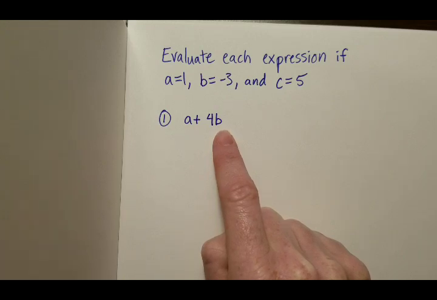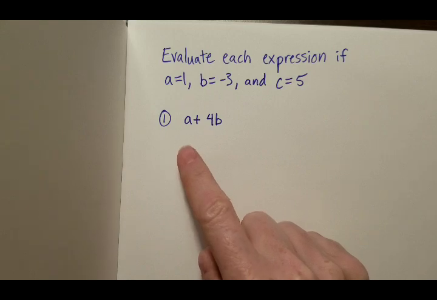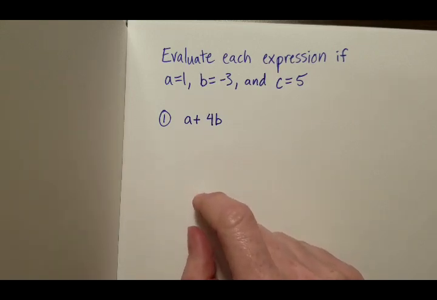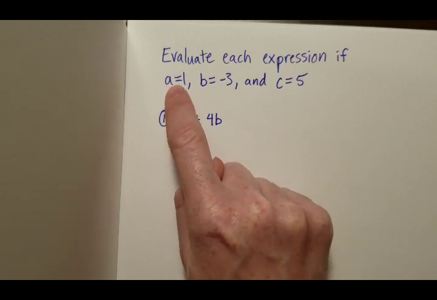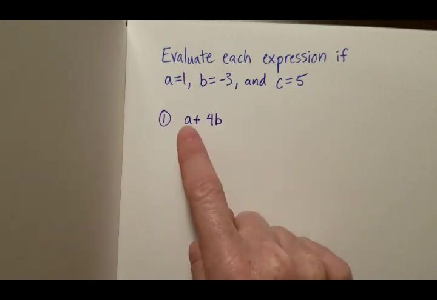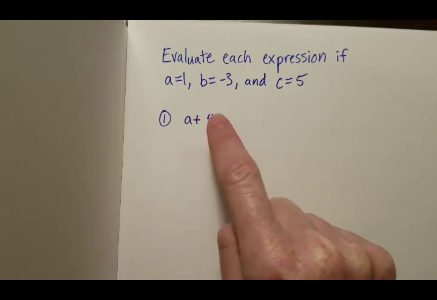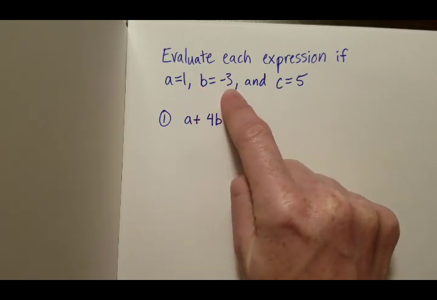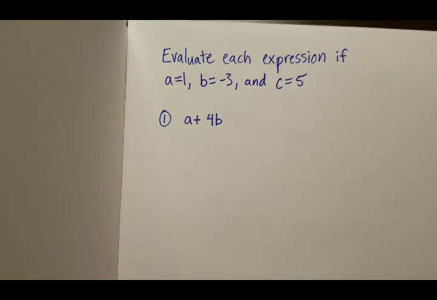So what we're going to need to do here is use the substitution property, which tells us when two things are equal, we can substitute one for the other. So in this case, because a is equal to 1, anytime we see an a, we can write a 1 instead. Since b is equal to -3, anytime we see a b, we can write a -3 instead.